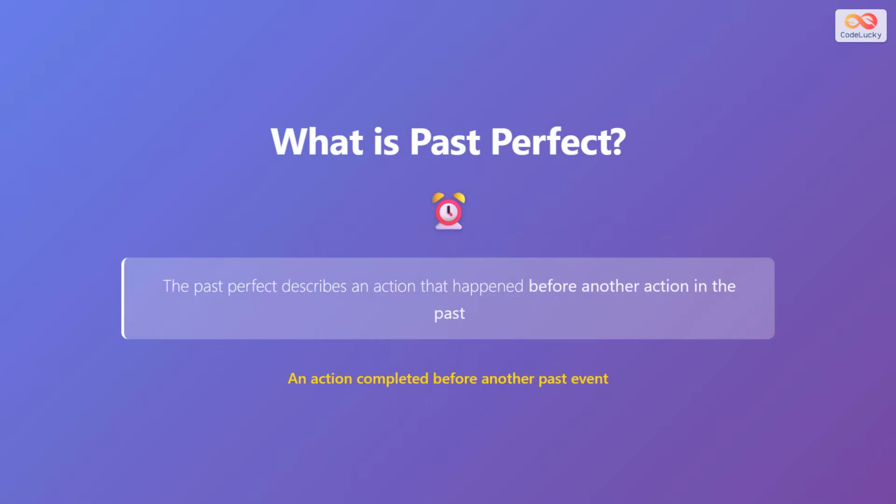The past perfect tense describes an action that happened before another action in the past. Think of it as going back in time twice. First, there is an earlier action, and then there is a later action that also happened in the past. The past perfect always refers to the earlier action, helping us understand the sequence of events.